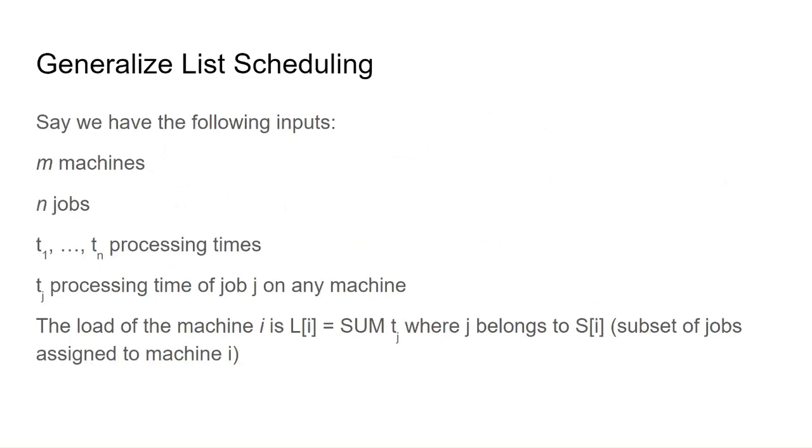The generalized parameters that a list schedule will take as input are m number of machines, n number of jobs, and then a set of processing times, T1 all the way to Tn, corresponding to the number of jobs. Tj is the processing time of job j on any machine. The load of machine i, makespan i, is equal to the sum of all processing times assigned to that machine i.